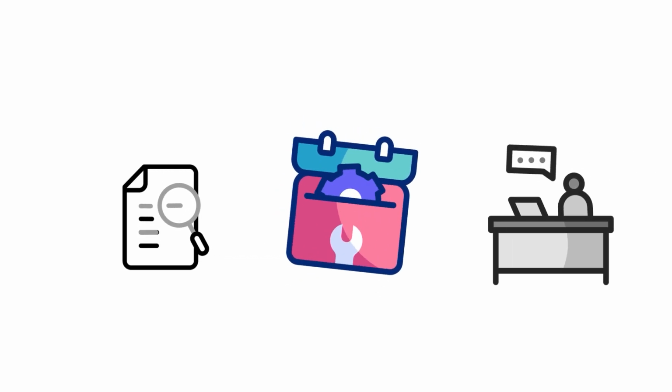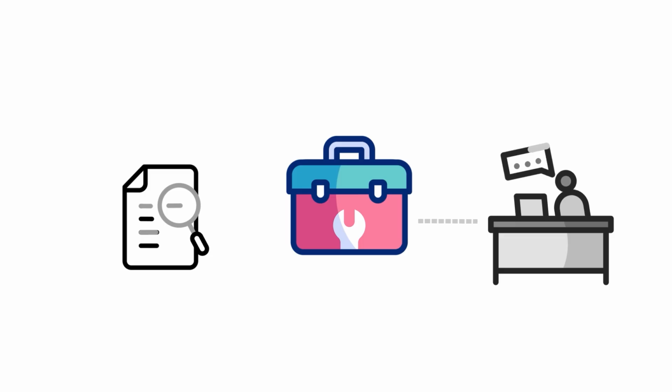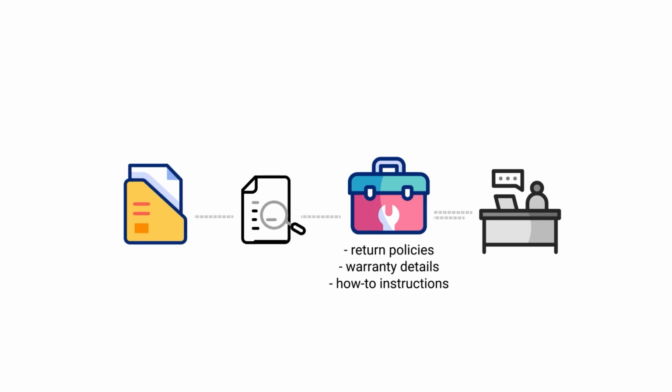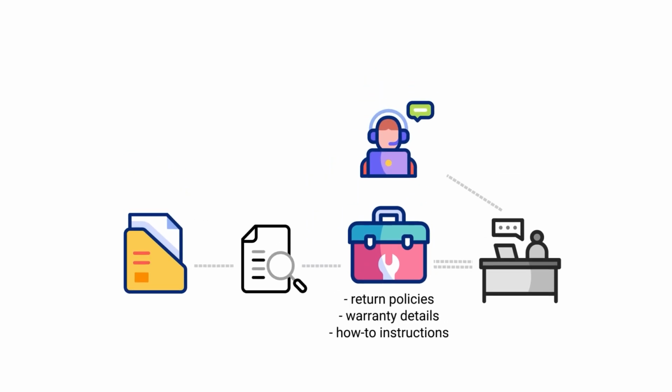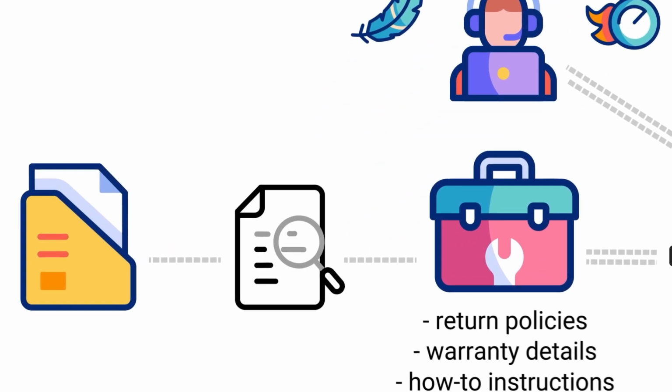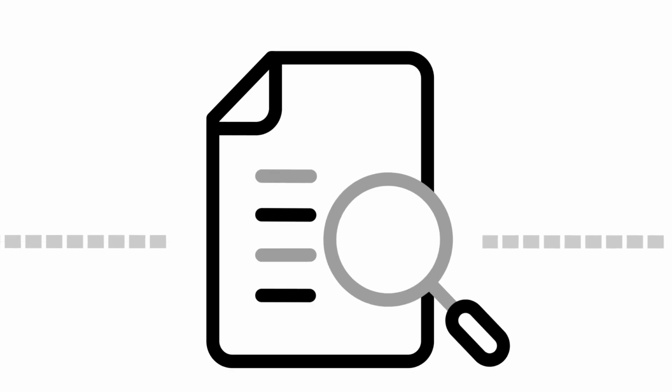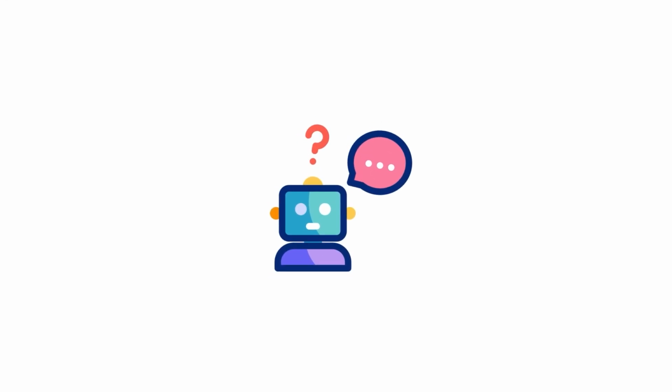Externally, the same logic applies. You can build customer-facing tools that answer basic questions like return policies, warranty details, or how-to instructions directly from your documentation. It doesn't eliminate your support team, but it takes pressure off them and gives users faster answers. But retrieval is just a first step, because once the AI finds the answer, the next question is, can it do something with it?